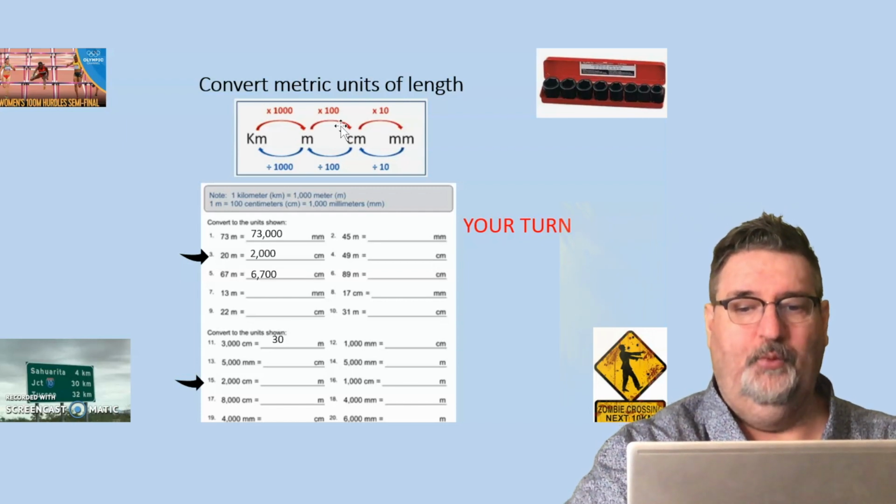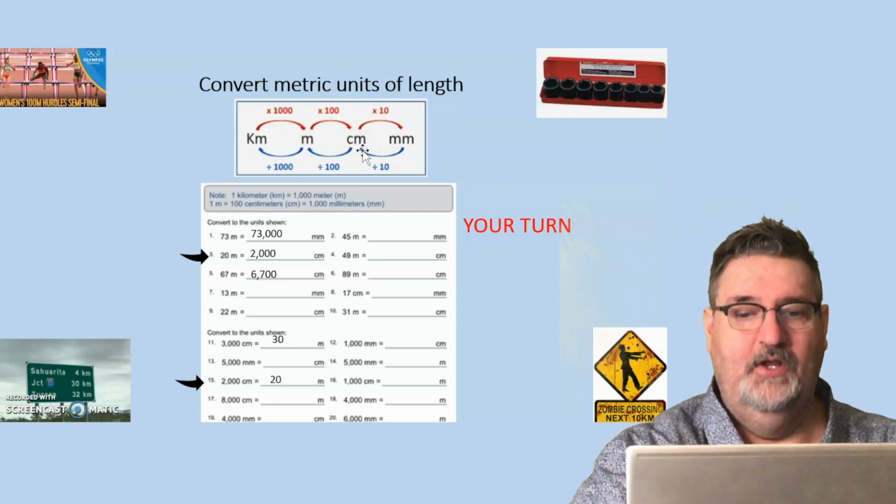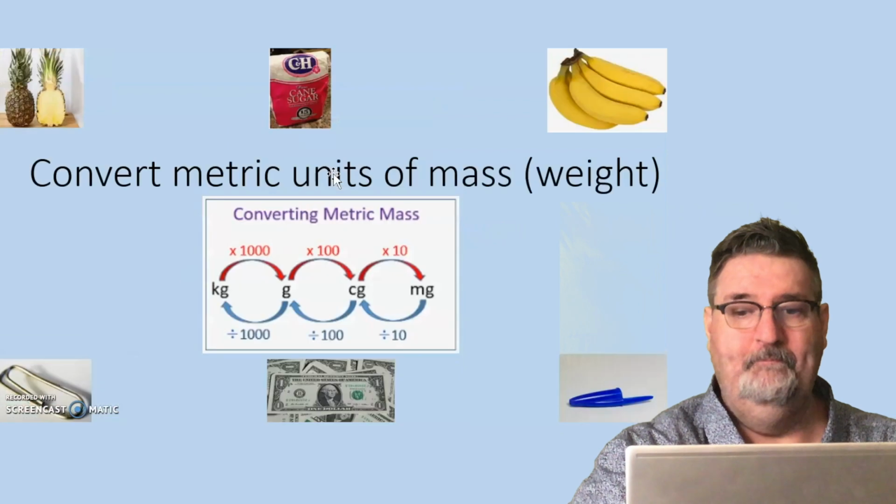All right, so for number 3, that 20 meters to go to centimeters, you can see that we go right here, and we are going to multiply. So on that one, we came up with 2,000 centimeters. On the next one, 2,000 centimeters to go to meters, it's just the opposite. So we ended up with 20 meters.